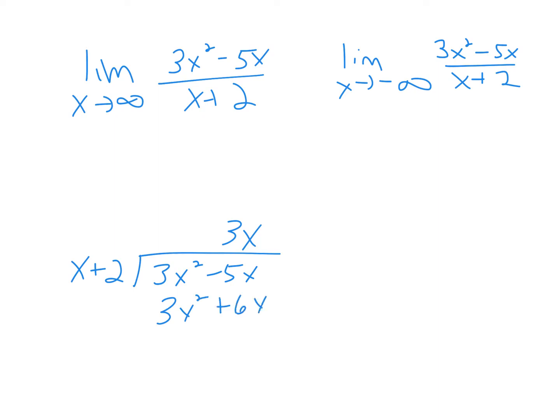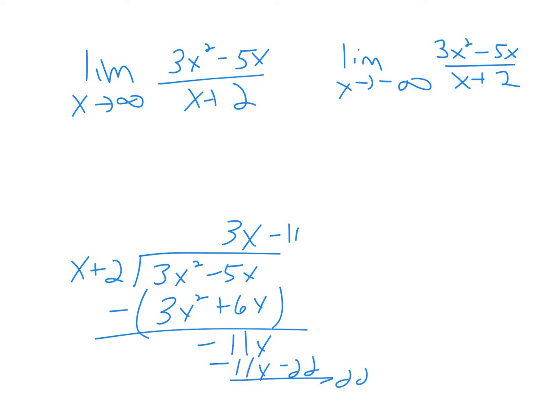plus 6x gives you negative 11x. So function left over, you do it one more time, negative 11x times x gets you negative 11x minus 22, giving you negative 22. So minus 22 over x plus 2 would be your new function, how you would rewrite this.